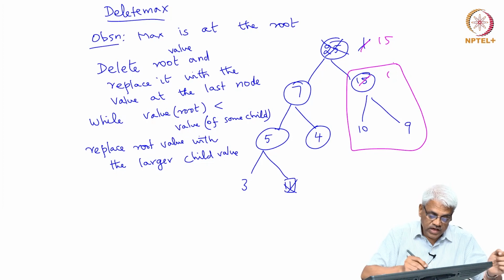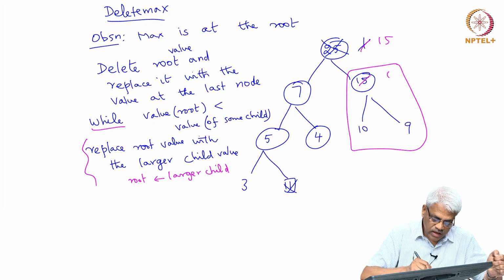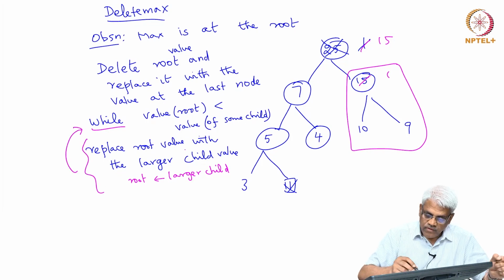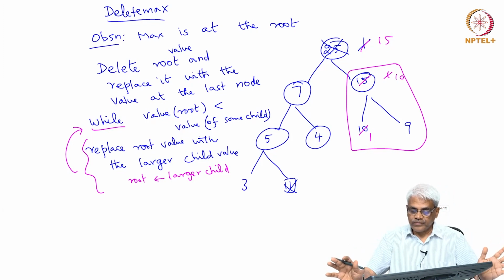So there is a while loop here. So now root will be the larger child, right. So this is the root, because we are talking about a new tree. So now I check if the value of the root is less than the value of its child, right. We just go back here. If the value of the root is less than the value at some child, then yes, I will pick the larger one. So 1 will come here and 10. This is a larger child. Things settle down now. That's it. That's all the delete max operation is.